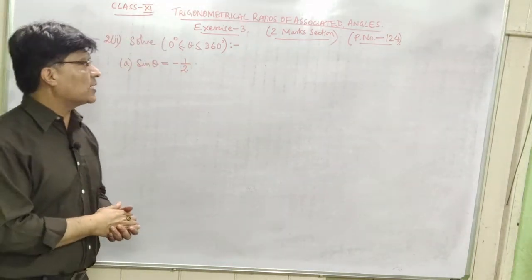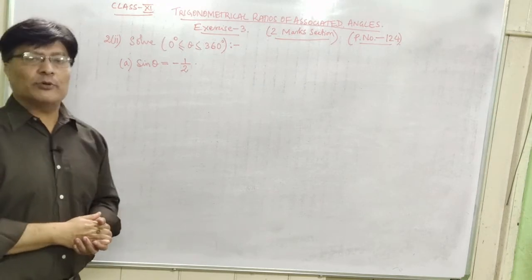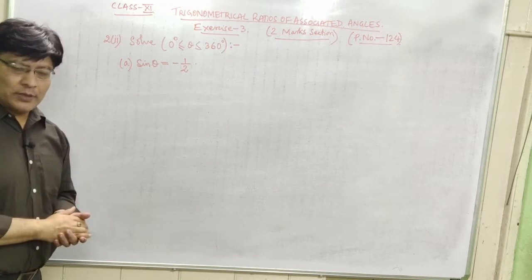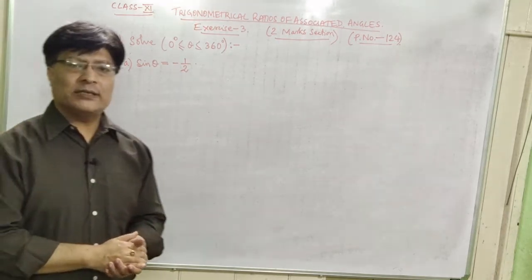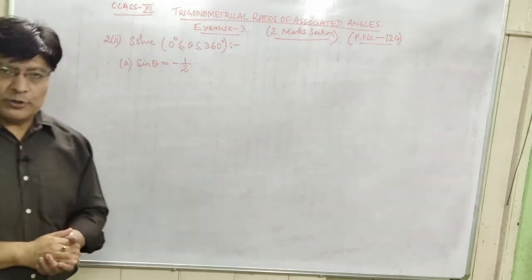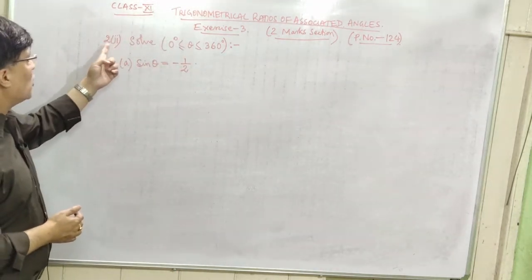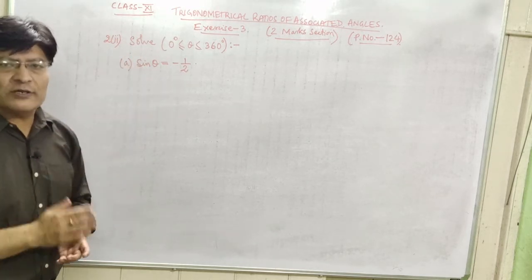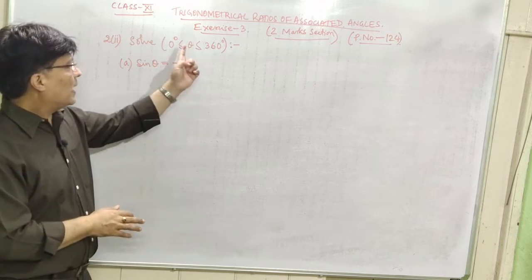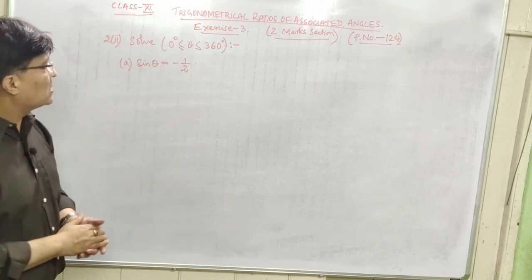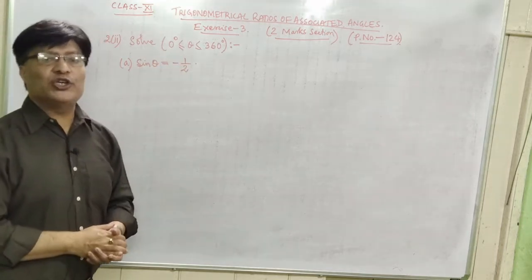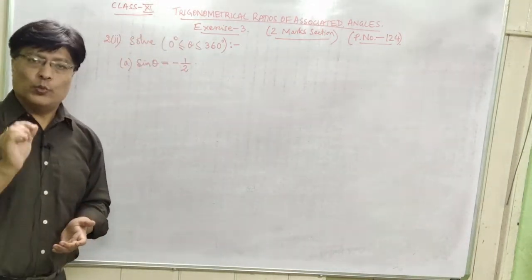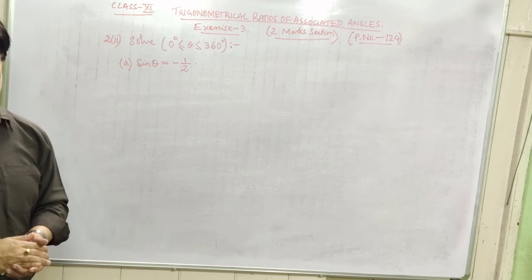Same exercise 3, 2 mark section, page number 124. Let's do question number 2 of number 2. In the last online class we did question number 1 of number 2. You have to solve for theta. You have to get the value for theta, and in the question the condition is given as theta lies within 0 degree and 360 degree. You should get the value for theta which lies within 0 degree and 360 degree.